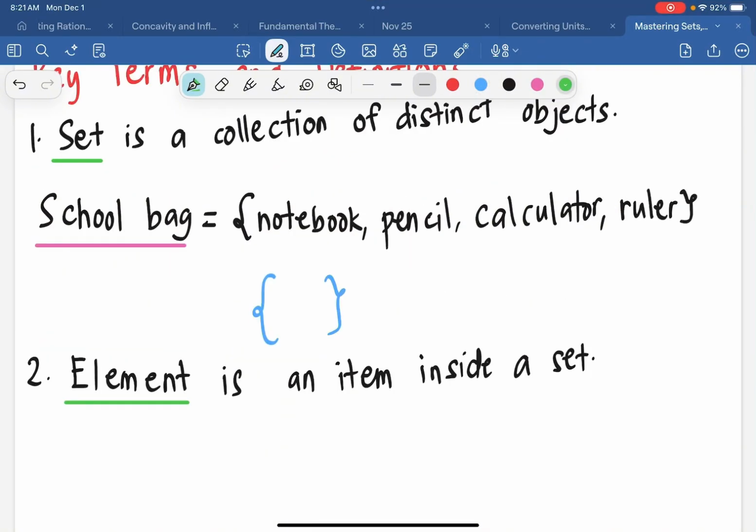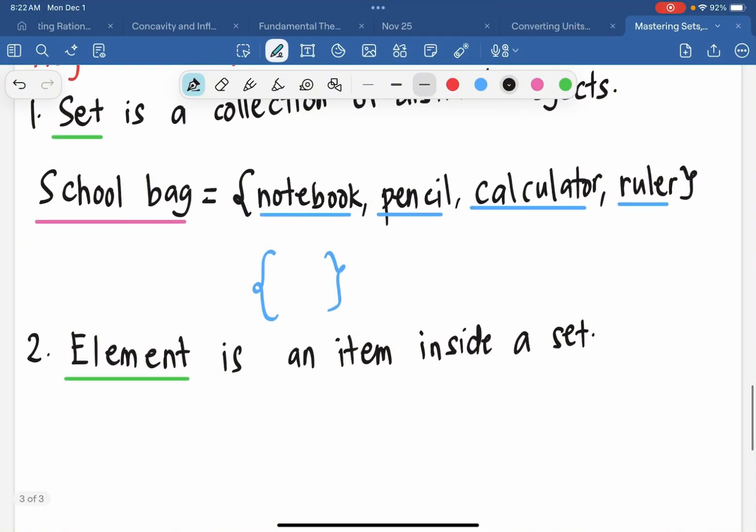Another term is the element, in which an element is an item inside a set. So basically, each of these examples, the notebook, pencil, calculator, and ruler, each one of them is called an element.